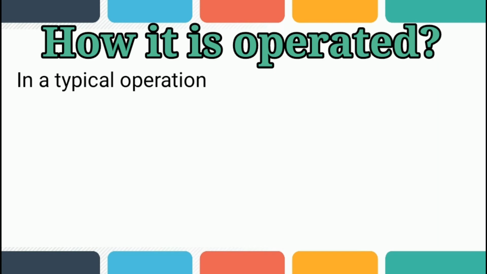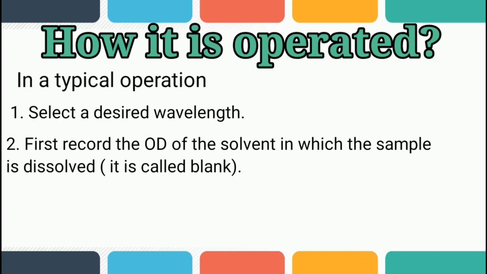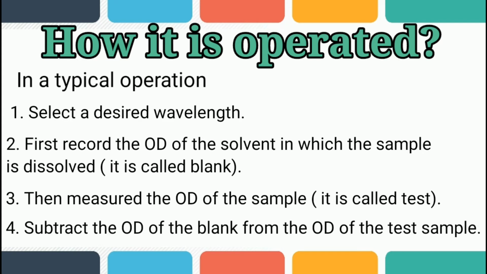In a typical operation, first you have to select the particular wavelength that you desire and then start your experiment. First, record the OD of the solvent in which the molecule is dissolved, that is called the blank, where the molecule is not mixed, and then measure the OD of the solution in which the molecule is dissolved. When you subtract the OD of the blank from the test, it will give the OD of the molecule.